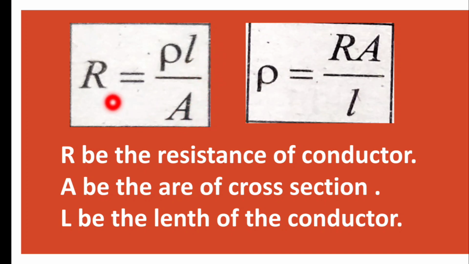It means R is directly proportional to L, R is inversely proportional to A, then by removing the proportionality constant, we write R is equal to rho into L by A. Or rho is equal to R into A divided by L. Here, R is the resistance of a conductor, A is the area of cross section, L is the length of the conductor, and rho is the resistivity of the conductor.